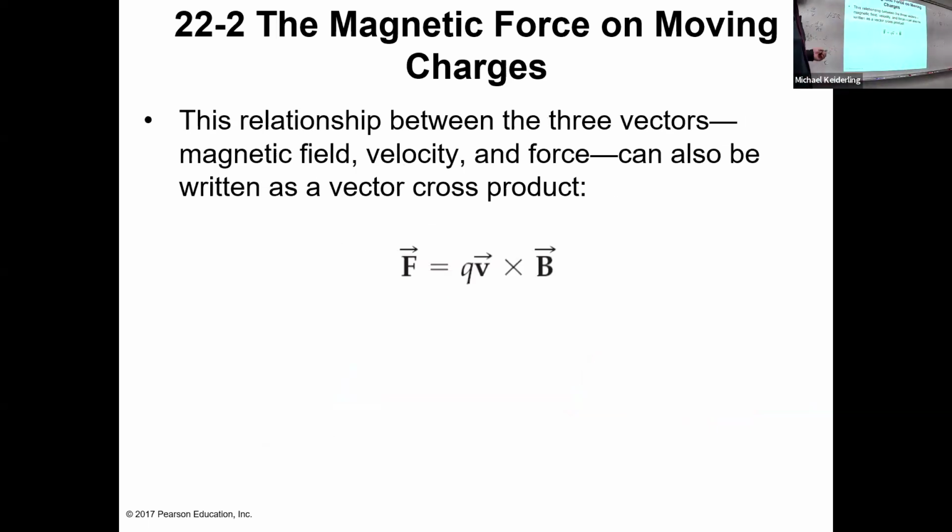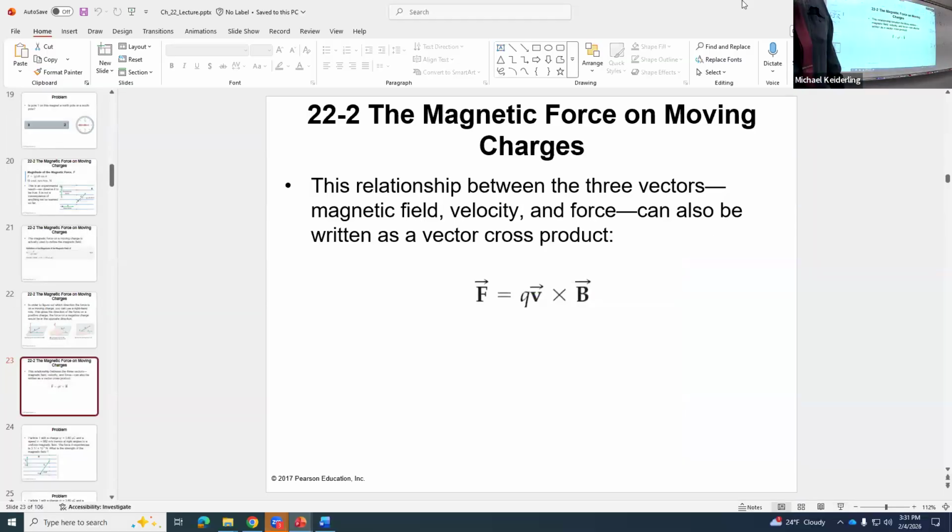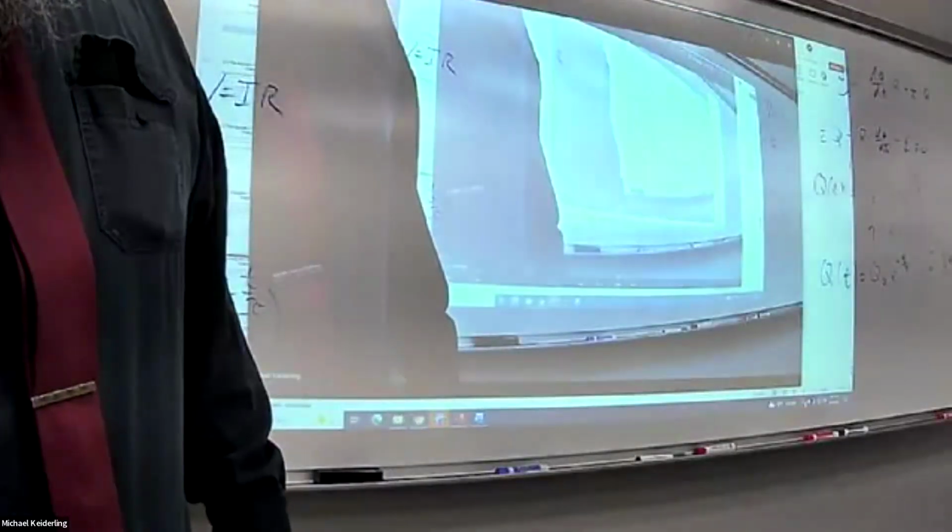So this relationship between the three vectors, magnetic field, velocity, and force, can also be written as a vector cross product. Force is charge times velocity cross magnetic field. That's where the sign comes from. Cross products give you a sign. I'm going to stop there for today. We'll go over this again next time, and we can do the lab.